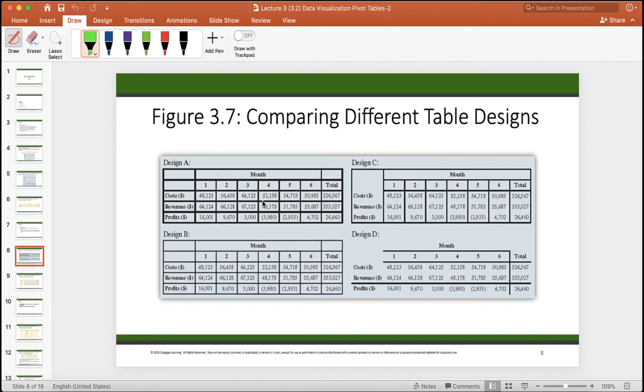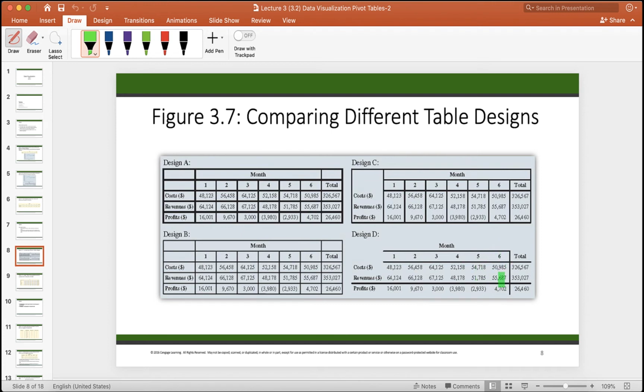So let's look at an example of the data for cost and revenue and profit, taking the difference between them. And it's the same data in all 4 designs, but I think you'd agree that this design down here is much tamer. It's the same information, but it seems easier to comprehend. You're not distracted by lots of vertical lines.